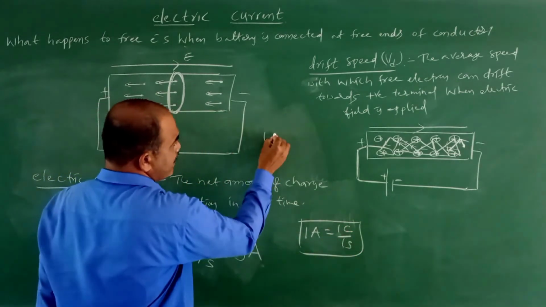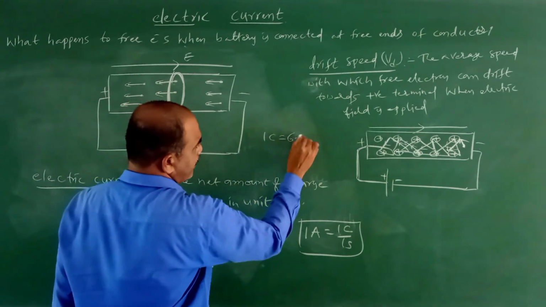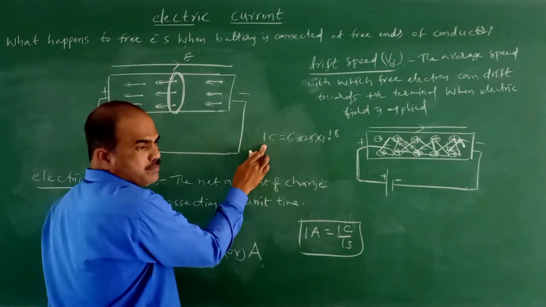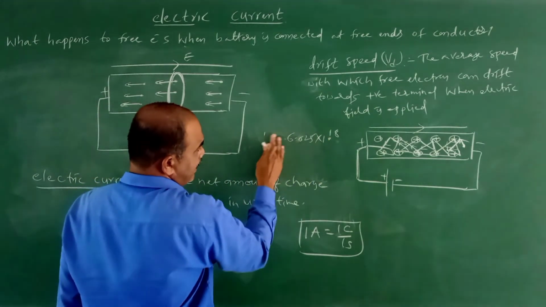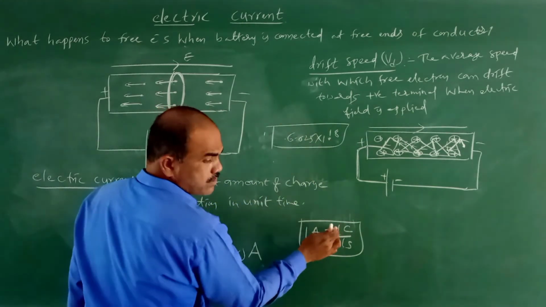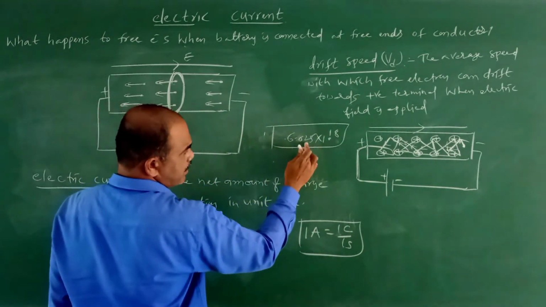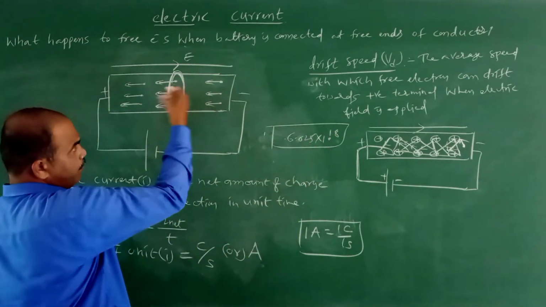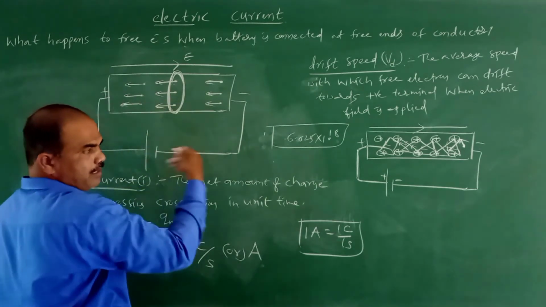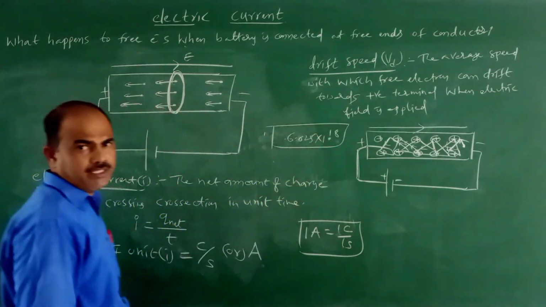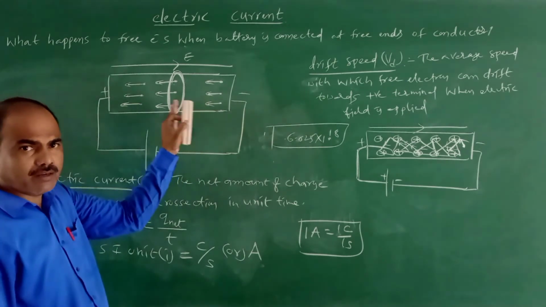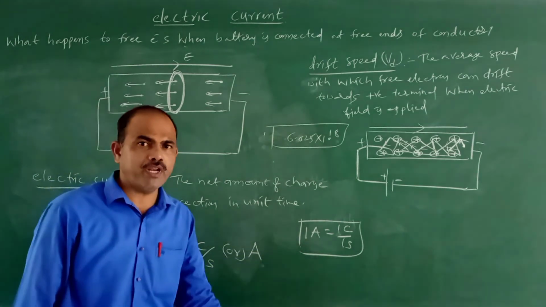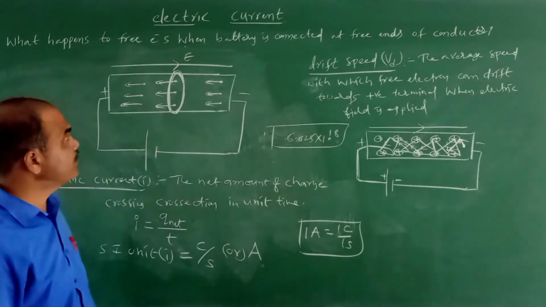But 1 coulomb is equal to how much? To produce 1 coulomb of charge, how many electrons are required? The number of electrons required to construct 1 coulomb of charge is 6.025 × 10^18. So in 1 second, how many electrons cross this cross section? 6.025 × 10^18 electrons cross, and then through this conductor we say 1 ampere current flows. So this is the thing.